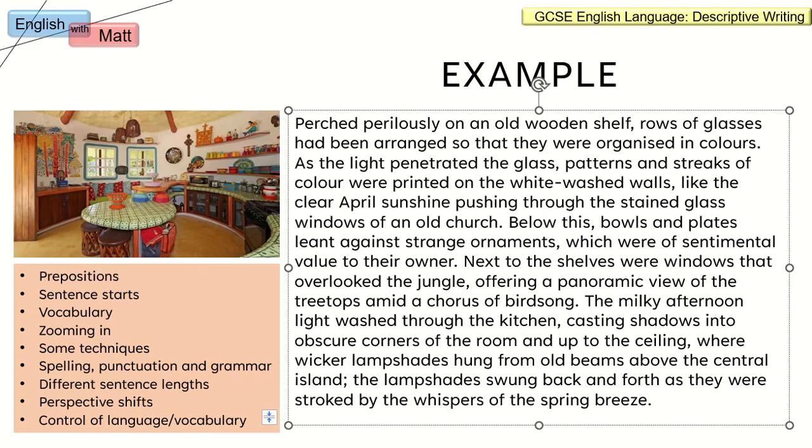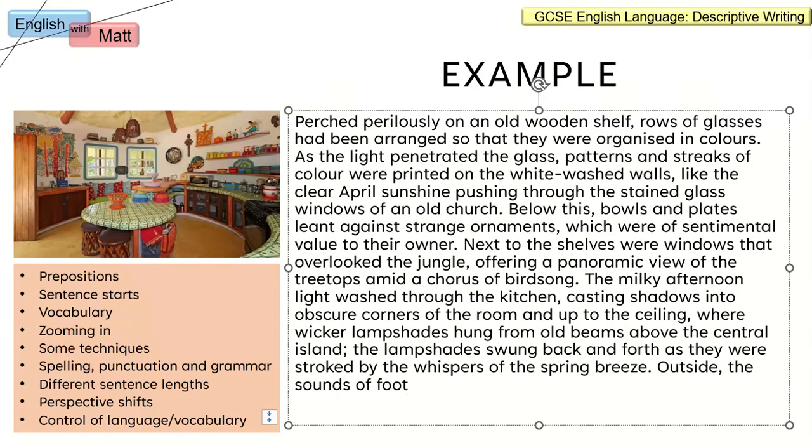Finally, let's change the perspective now to outside. Outside, the sounds of footsteps grew closer. A short sentence there to change the dynamic of the extract. We're now going from long, complex, detailed, descriptive sentences to something more precise, because something is happening here. So, outside, the sound of footsteps grew closer.